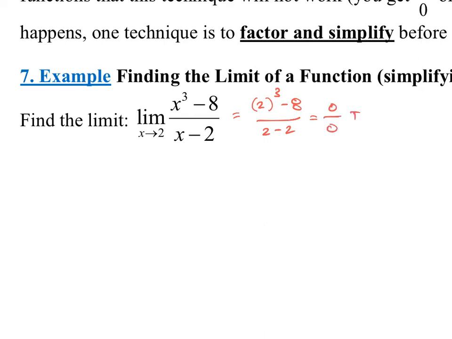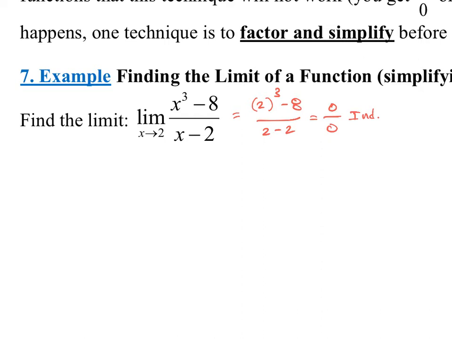We have 0 over 0, which is called indeterminate form. It's undefined. So this function is not defined at that point. Well, we need to reset ourselves a little bit. Doesn't matter what happens at the point. Limits, it's not what happens at that point. It's what happens near that point. So even though it's undefined at that point, that does not mean that our limit's undefined.